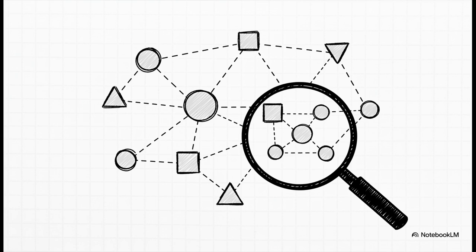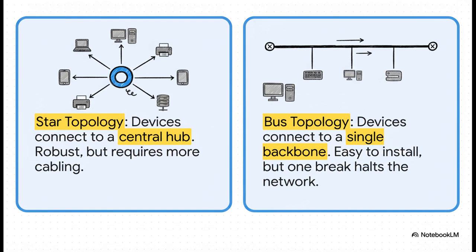Now, just having a bunch of roads isn't enough, right? You'd have chaos. You need a map. In networking, that map is called the topology. It's simply the design, the layout, that shows exactly how all the devices on a network are connected to each other. Let's look at a couple of classic layouts.